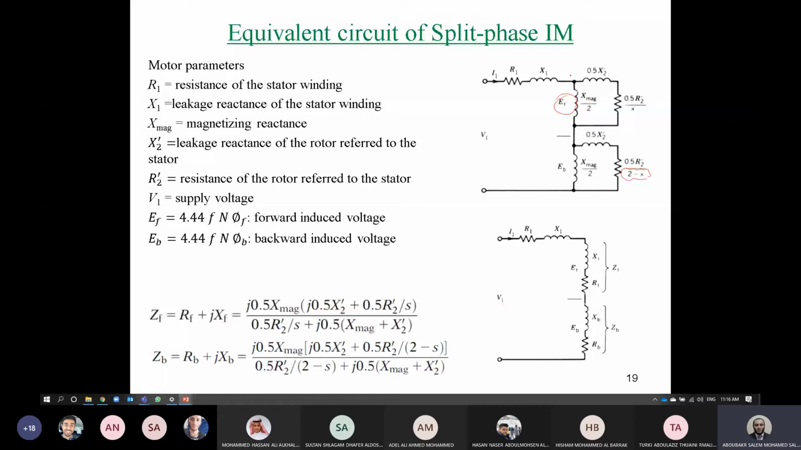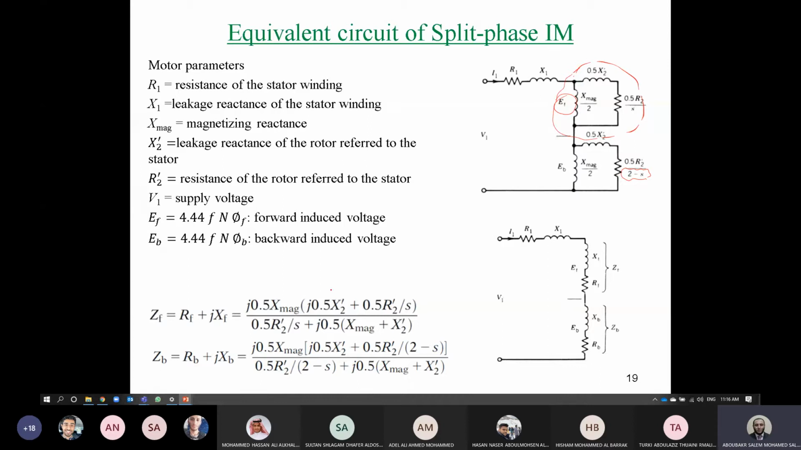So we can call this part here Z forward. So Z forward equals, as you can see, j0.5 xm, this part, which is in parallel with this branch. So it will be multiplied by this branch, which is j0.5 x2 prime plus 0.5 r2 prime over s. Then in the denominator, the summation of the two branches' impedance.